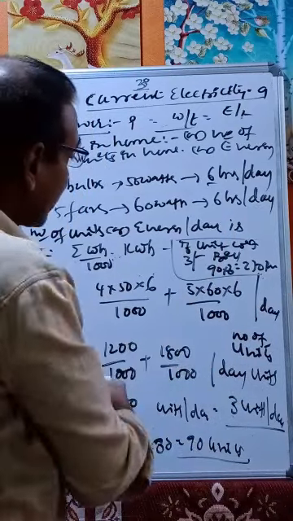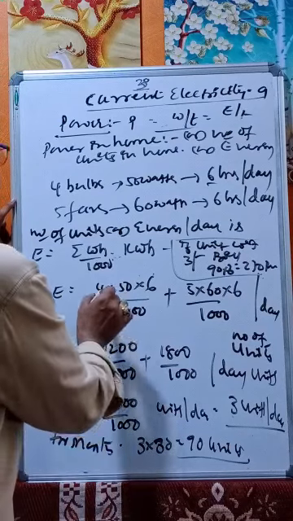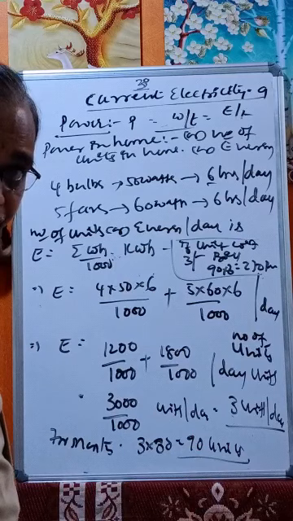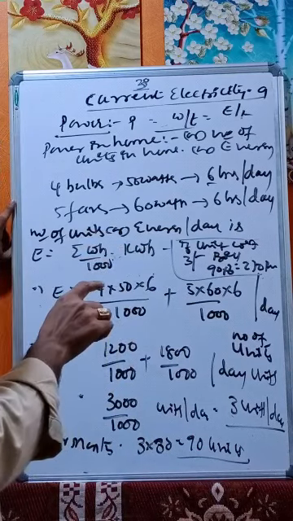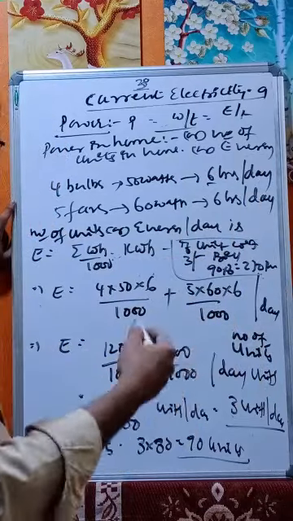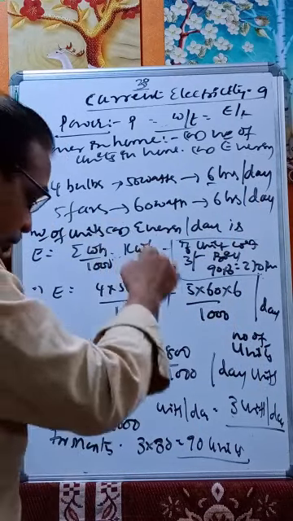Therefore, this is how to calculate it. You take the number of fans, number of bulbs, into daily consumption hours, into their wattage, by 1000. Similarly, take AC, fridge, mixie. All of this comes into play. This is something about power.